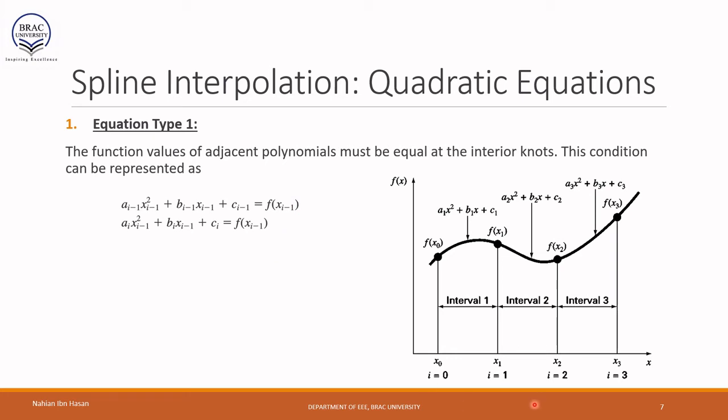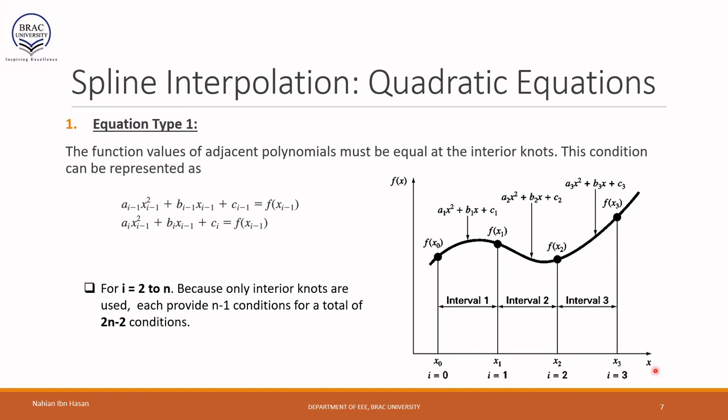Okay, so look at this. With the first equation at this point, we are going to have ai xi minus 1 square plus bi xi minus 1 plus ci. That is the second equation. Similarly, this equation can be easily approximated as ai minus 1 xi minus 1 square plus bi minus 1 xi minus 1. Similarly, all of these two equations at each of the interior points can be easily determined.